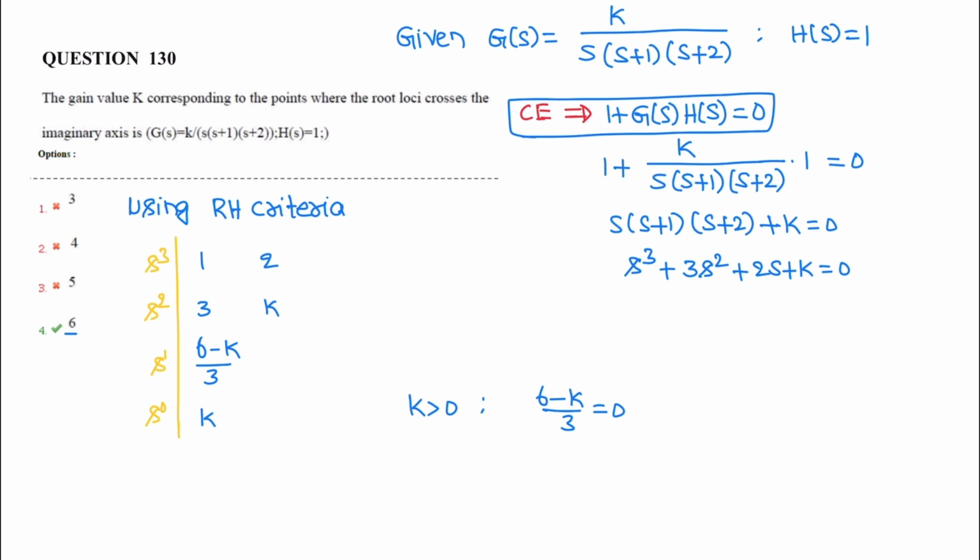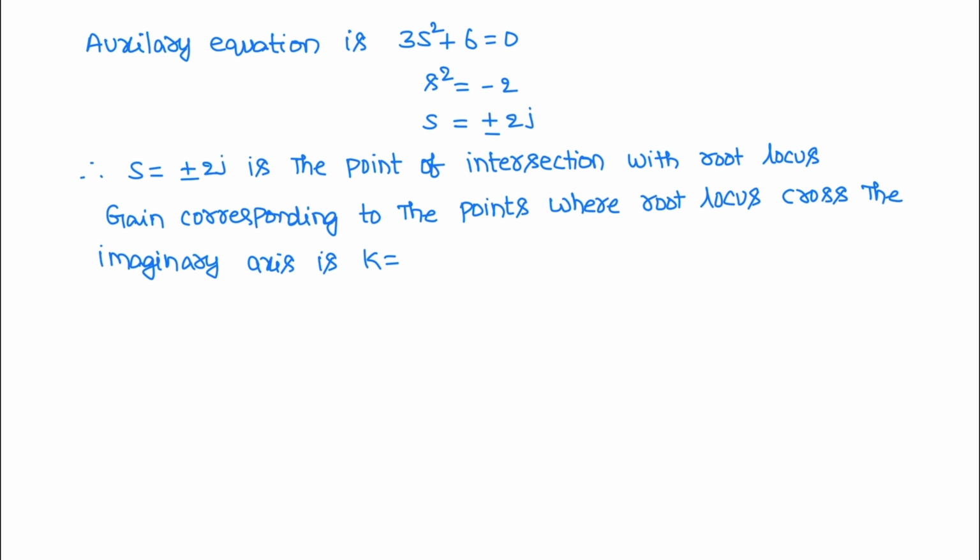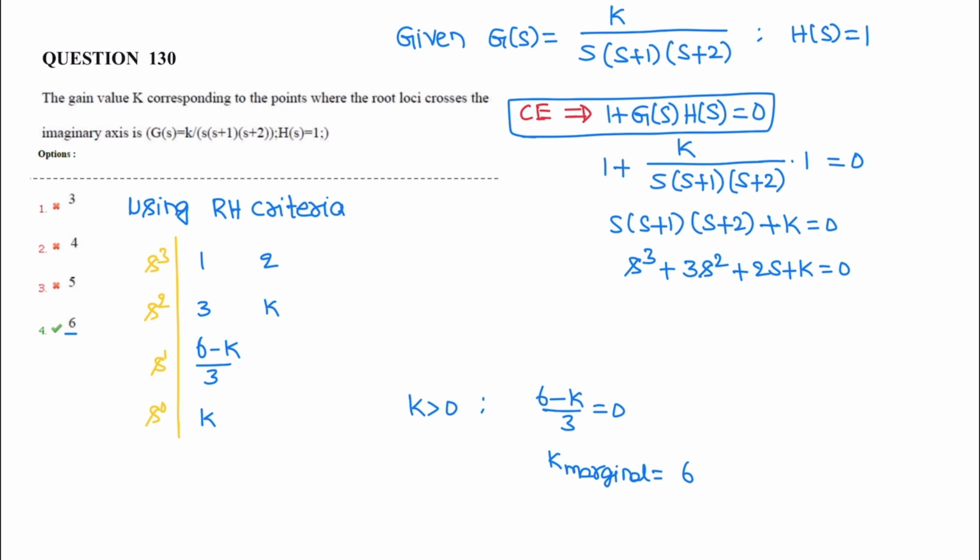Now the value of k marginal is 6. Now the auxiliary equation is 3s square plus k is equal to 0, which is obtained from this column. 3s square plus k will give the auxiliary equation.